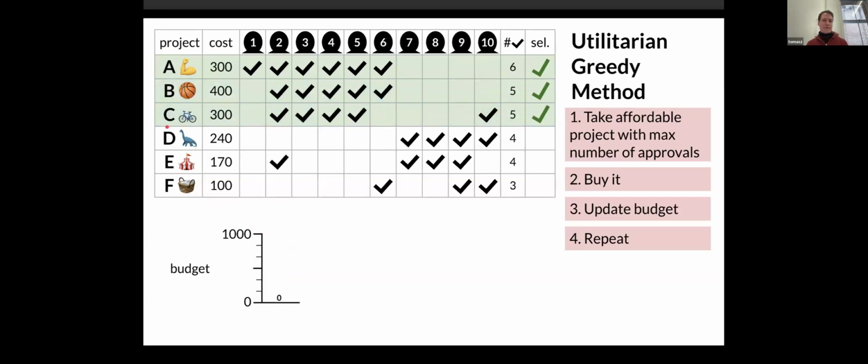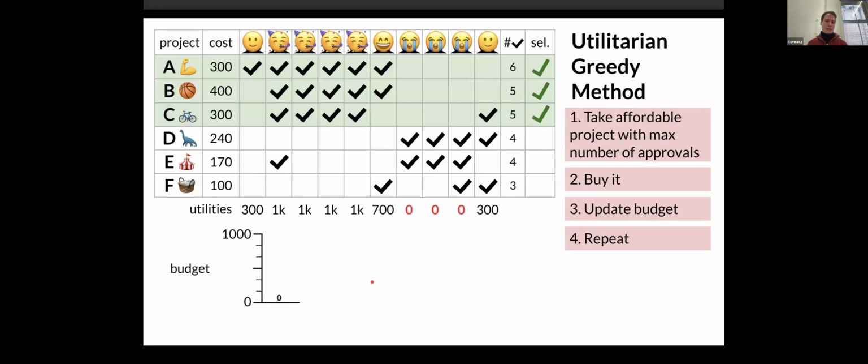So it's very easy to see that in this case, we will just select projects A, B, and C. Now we can look at how happy the voters are with such a selection. We can see that some voters are extremely happy because we spent the whole budget on the things that they liked. But at the same time, some other voters are very unhappy because they didn't receive anything that they liked.